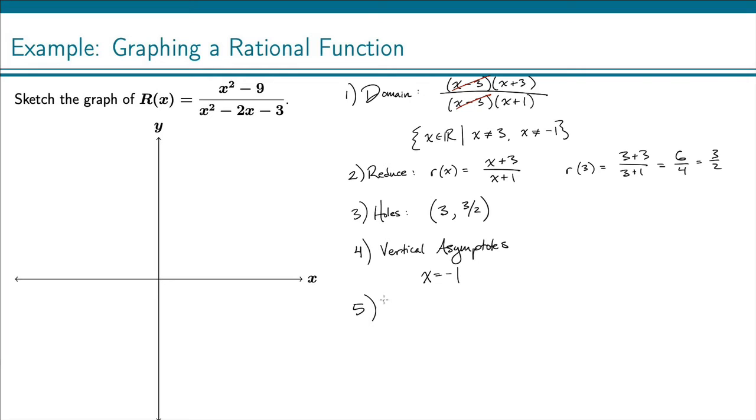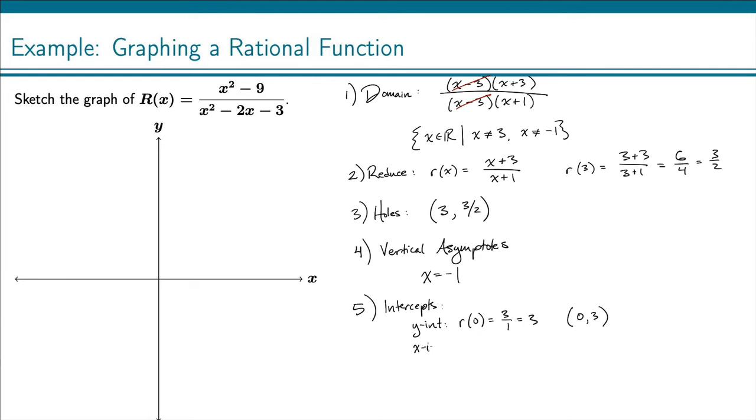Next, we want intercepts. So we have y-intercepts. To get the y-intercept, you plug 0 into the reduced form. So r of 0 is 3 over 1, which is 3. So our y-intercept is at the point 0, 3.